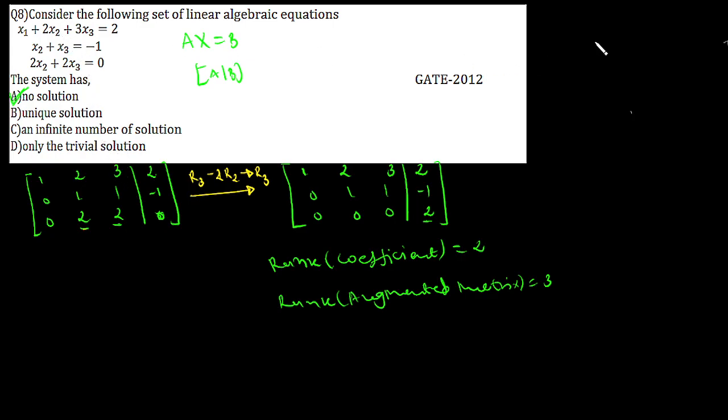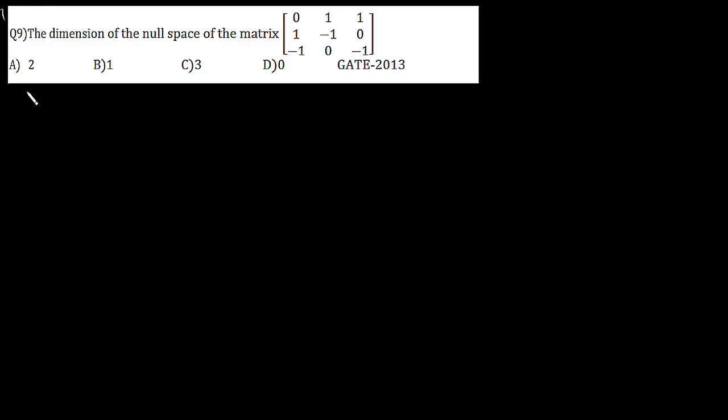If you draw these three equations in 3 dimensions, each basically represents a plane. These three planes are not going to intersect at one particular point. In other words, these three planes have no common intersection point, so the system has no solution. Okay, now let's solve question 9.